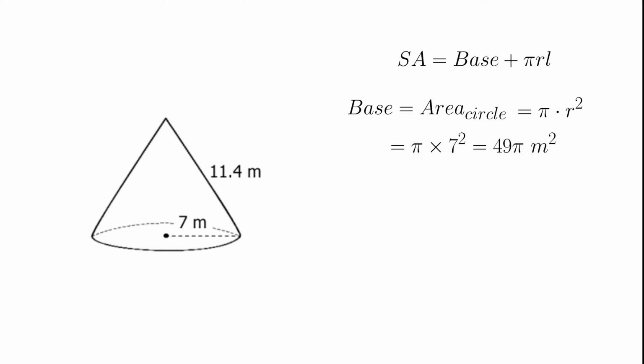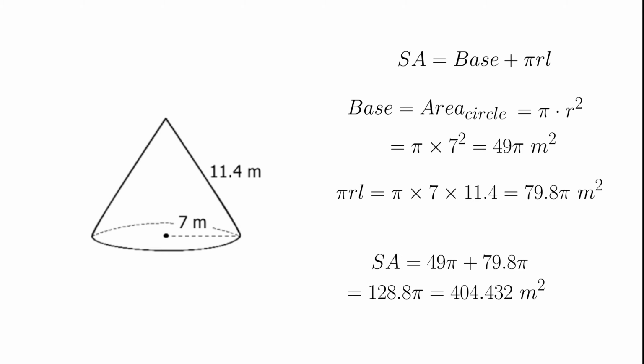Next, we see that we already have the radius and the lateral length given for this problem, so we just take those values and we can plug it into our final equation. For our total surface area, we then get 404.432 meters squared.